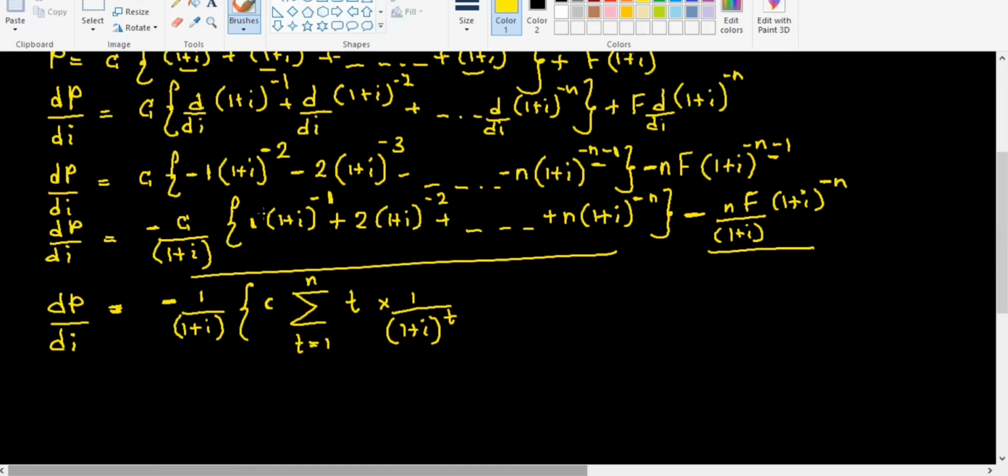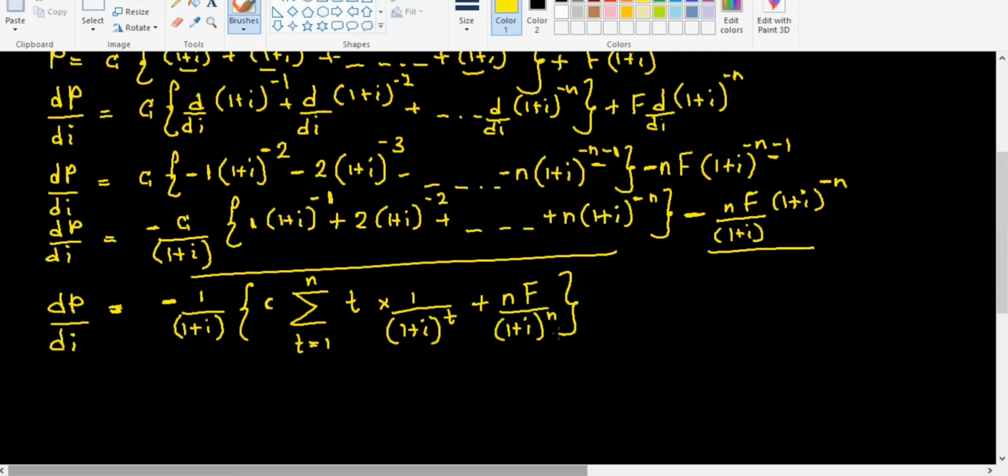So similarly, we can write it for this final payment, or the face value, or the redemption value part also. So we can add this. Since we have taken this negative 1 plus i here, we are left with n times f, the face value, over 1 plus i to the power n. So this is the formula for the modified duration.